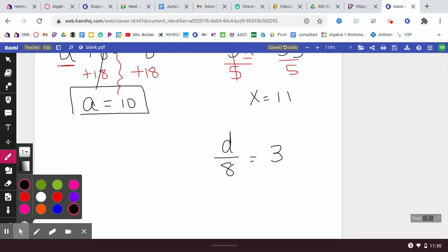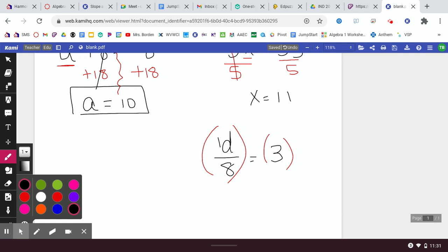So you have to ask yourself what's attached to the variable. Well, in this case, it's that 8, but it's part of a division problem. So what is the opposite of division? Multiplication. So that means that I'm going to multiply. Now remember, if I do it to one side, I do it to both. That D right now is really D over 1. Can everybody agree with that? There's really a 1 here that we never see.